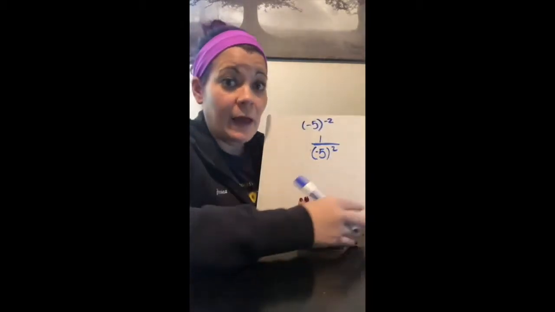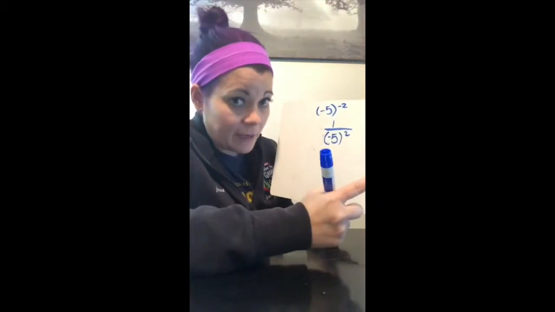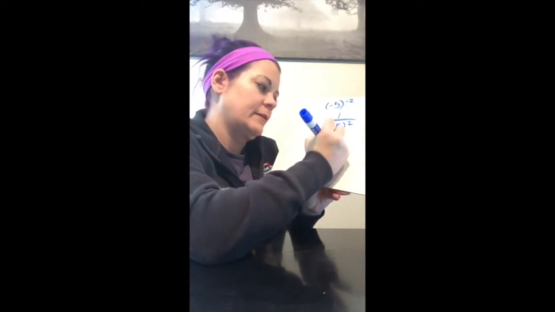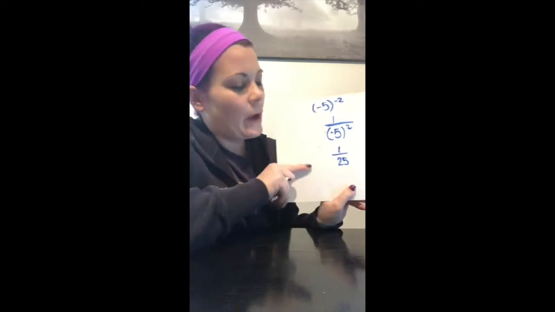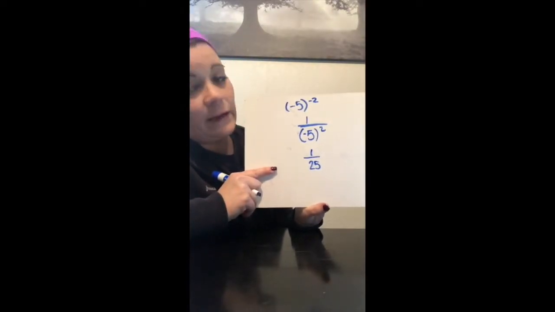And now we can simplify it even more. Well, we know negative 5 to the 2nd power is negative 5 times negative 5, which is 25, because a negative times a negative, remember, is a positive. So our answer here is 1 over 25. So negative 5 to the negative 2nd power is 1 over 25.